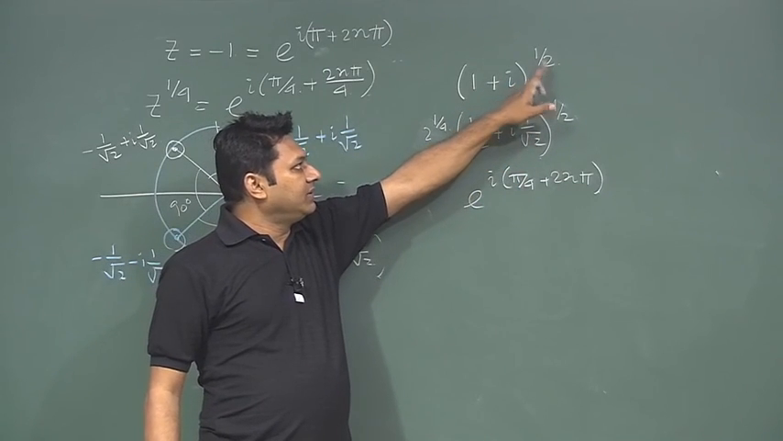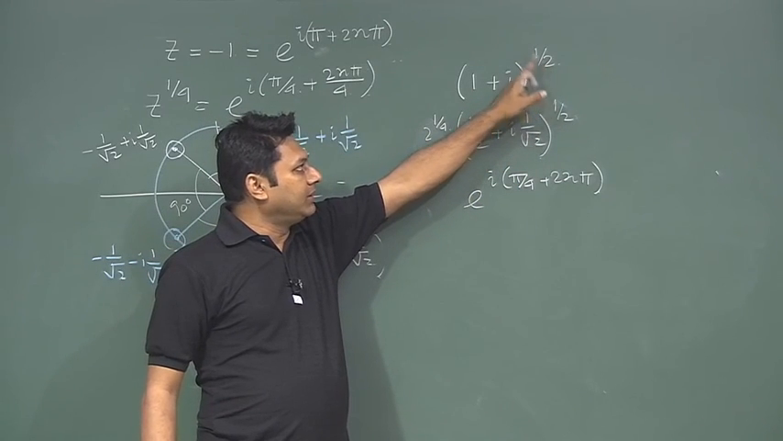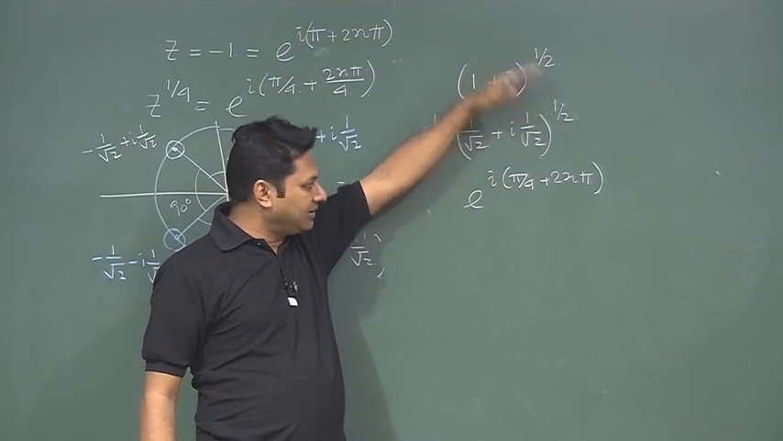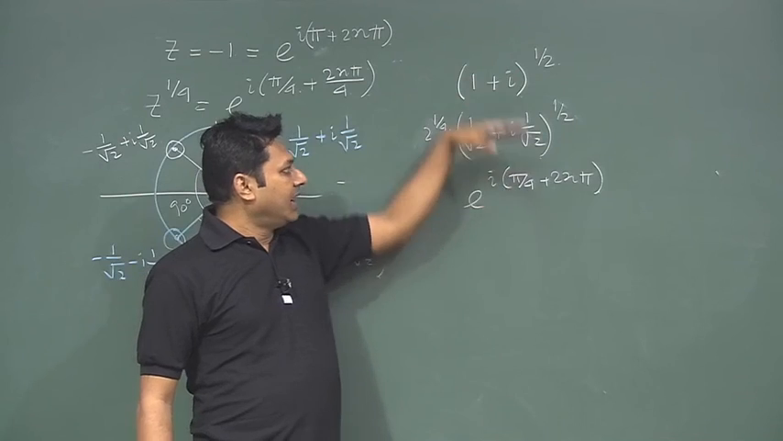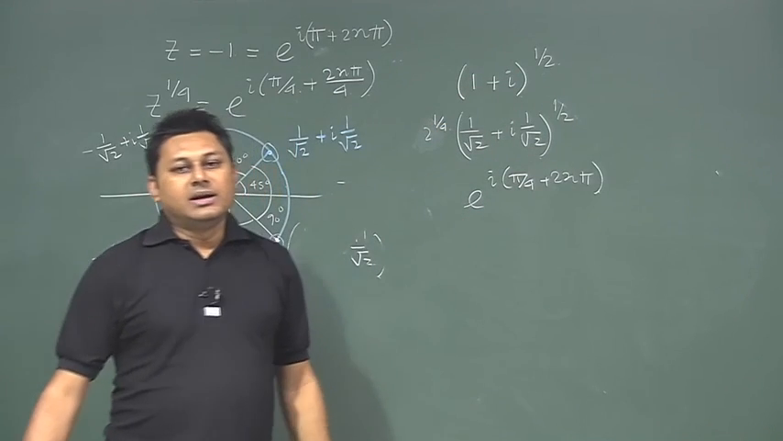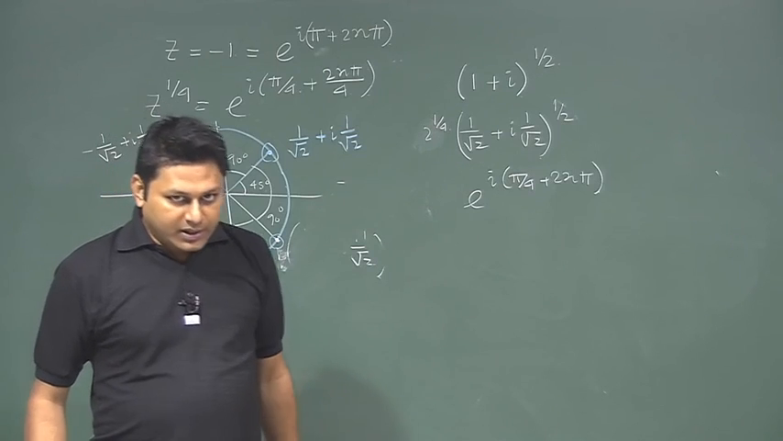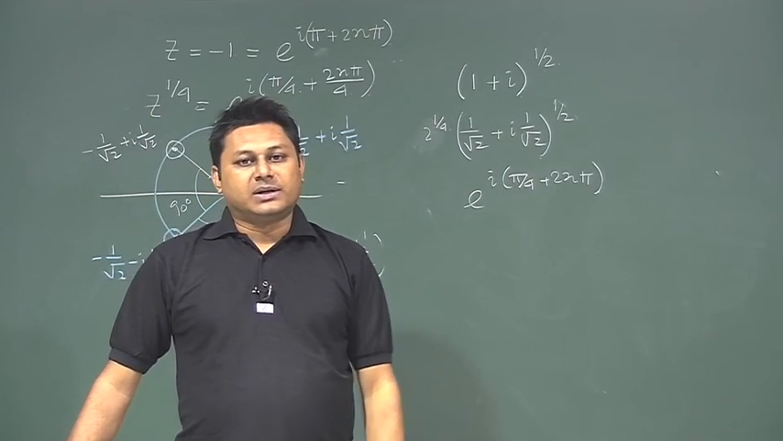Whatever the value is given, say 1 by 2 is given, I can change it to 1 by 3, but whatever the value is given, the process is quite general, and if you use this general process, you can find out the root of a given complex number. So, at that point I should end my class today.